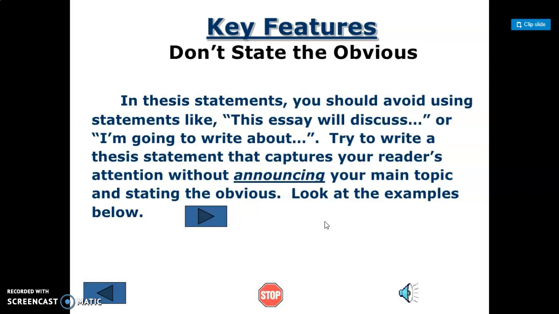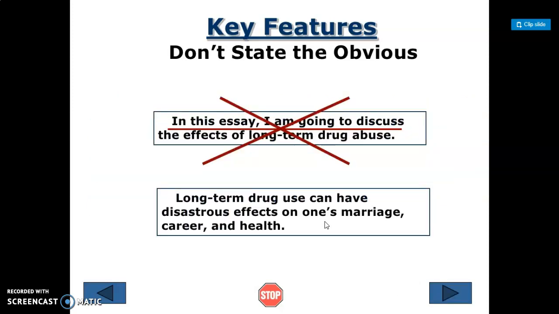Don't state the obvious. In a thesis statement, you should avoid using statements like "this essay will discuss" or "I'm going to write about." Write a thesis statement that captures your reader's attention without announcing your main topic and stating the obvious. Furthermore, we can see more examples. In the first, we can see it started with "in this essay," and in the second, "long-term drug use can have..." this is the whole sentence and there is no "I."